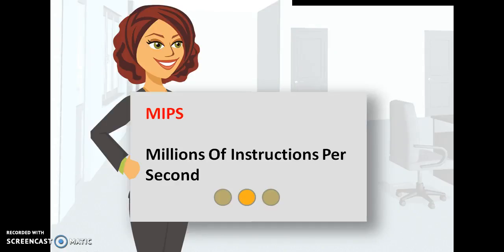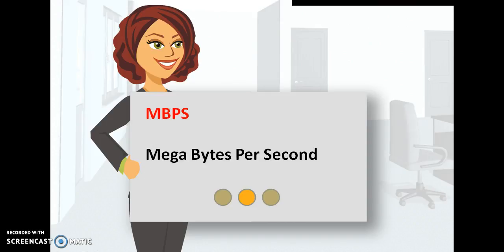We'll see a few abbreviations in this video. First, MIPS. MIPS stands for millions of instructions per second. MBPS, megabytes per second. KBPS, kilobytes per second.